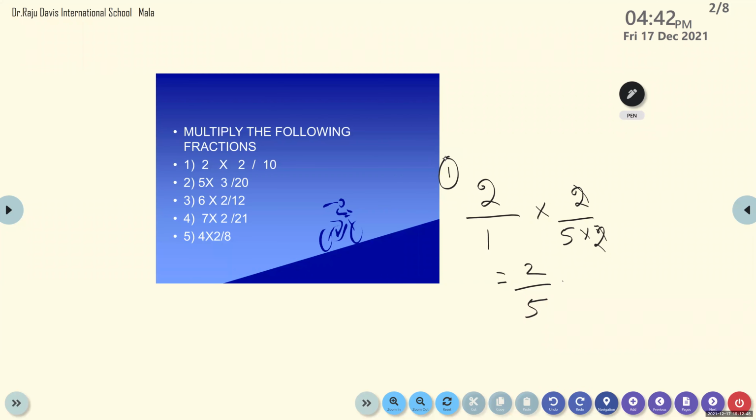Under 2 we should put 1, and 5 into 2 equals 10. Ma'am, please wait. He is clearing some doubt. Yes, tell me now. So 5 into 2 is 10, and we should cancel both those 2s and it will be 2 by 5. That is the answer.